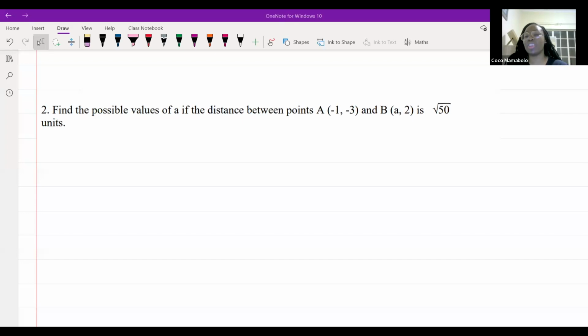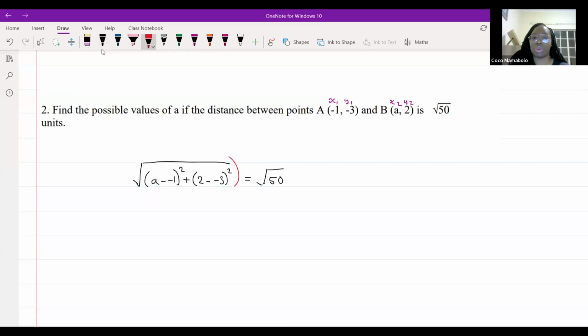All right, peeps, let's have a look at the answer here. Again, I'm going to name this x1 and y1, name this x2 and y2, and then use the distance formula. So the square root of a minus -1 all squared plus y2, which is 2 minus -3 all squared. And all of this is equal to the square root of 50.